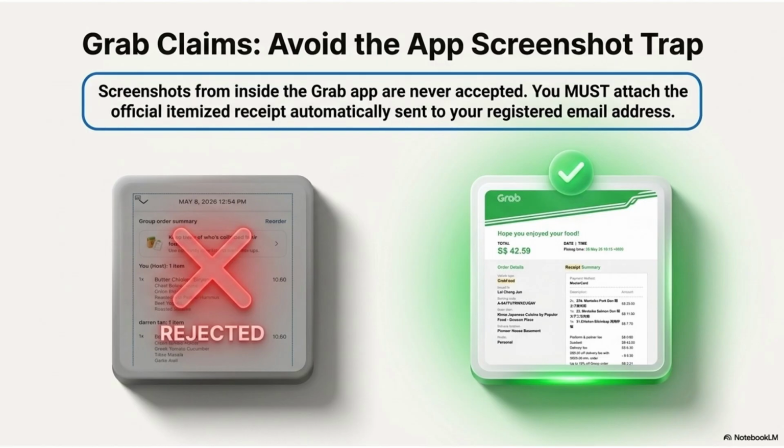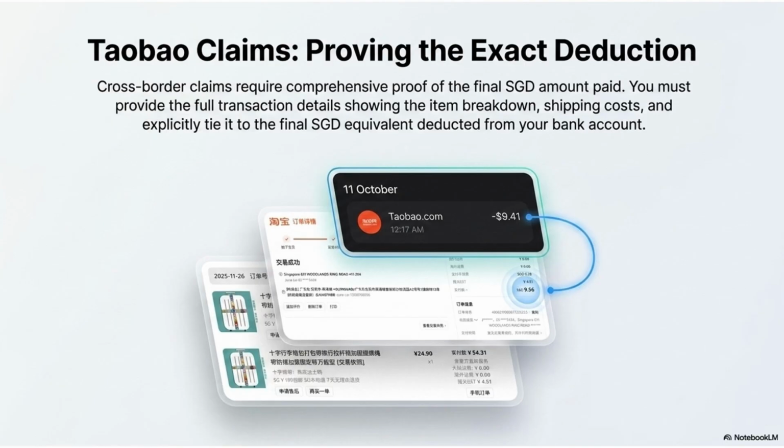Now, what's really interesting about this next pitfall is how common it is. It's the Grab app screenshot trap. Screenshots taken directly from inside the Grab app are instantly rejected. Never use them. Instead, you absolutely must attach the official itemized receipt that Grab automatically sends to your registered email address. That email receipt contains all 5 of those required core data points, completely avoiding the ambiguity of a quick app screen grab.